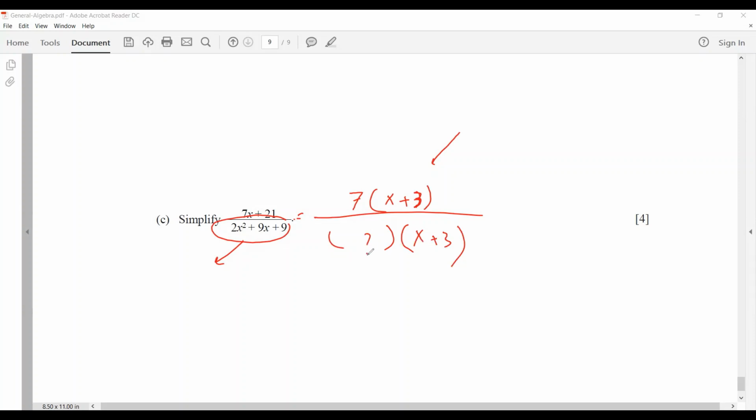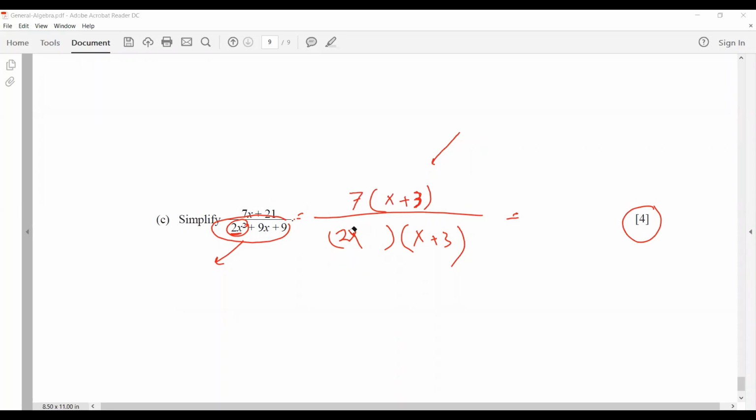Otherwise we wouldn't continue and this wouldn't carry this many marks. So most probably this is the case. Not always, but most probably. And since the coefficient of x squared is a prime number, that's 2, definitely after expanding this bracket, if you want to get 2x squared back, this should be 2x as well, because that's the only way. When you multiply it by x, it gives you 2x squared.